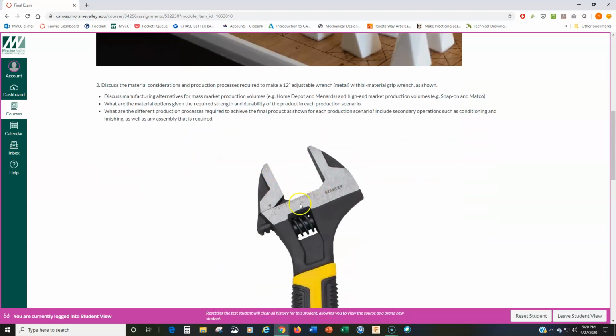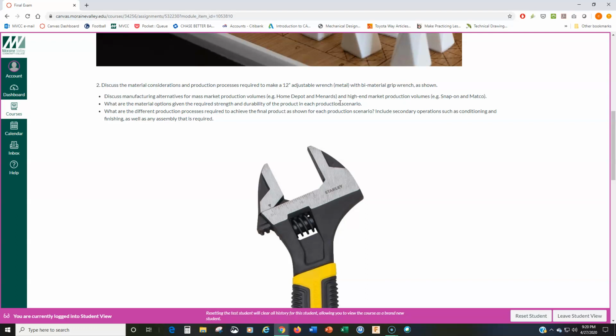I would like for you to look at the material options given the required strength and durability for each of the products in each of the production scenarios. So you can already imagine the quality, the strength, and the durability does not have to be as high in the Home Depot Menards scenario, provided that the cost is a reasonable cost.